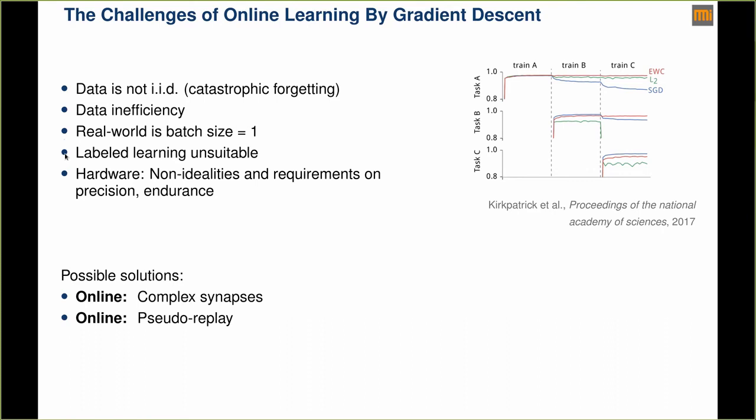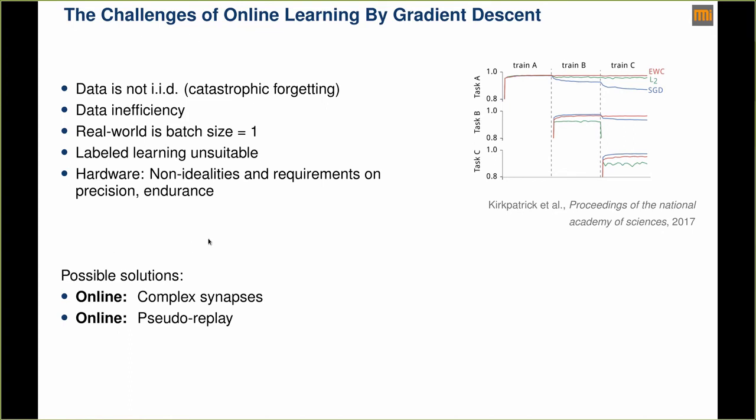Labeled learning is generally unsuitable. We can use unsupervised methods. And in the end, we have non-idealities on hardware. So it looks like this is a pretty bleak future, actually, for neuromorphic hardware and learning if you look at these. There are some solutions.